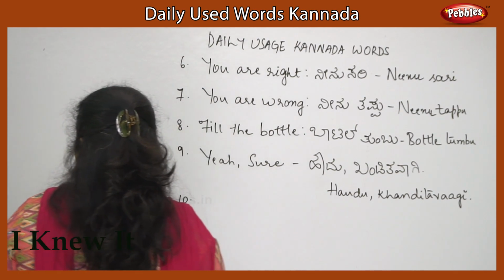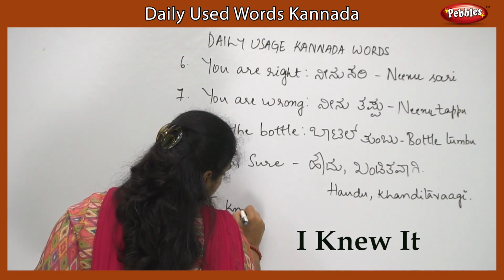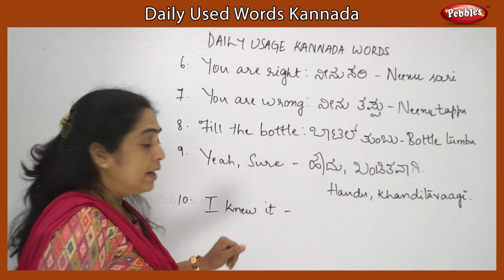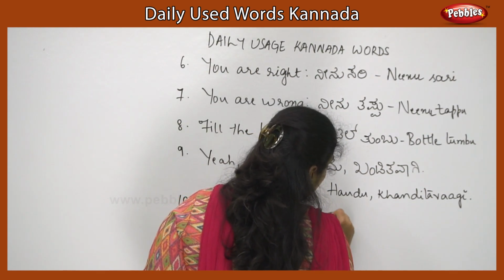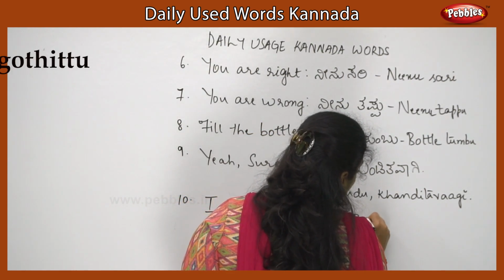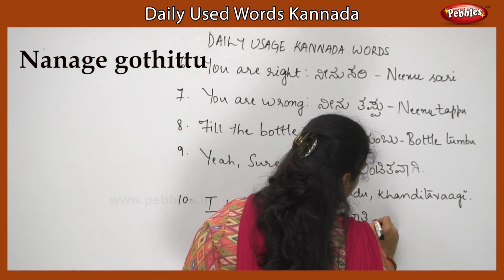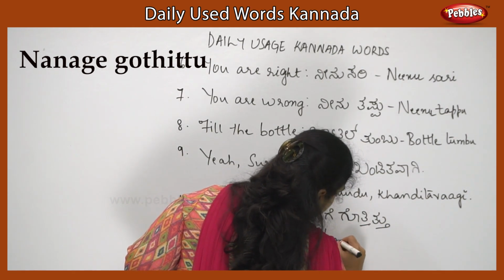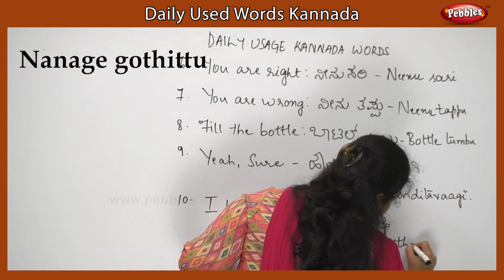Tenth one is, I knew it. I knew it, that is nanage gottittu. Knew is gottu. I knew this, nanage gottittu.